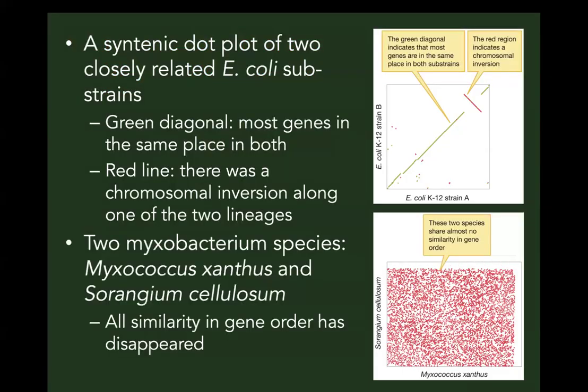All right, that's what we got here. So, in this one, you can see that for the first plot, most of the genes are in the same place in both, and in the red line, there's a chromosomal inversion along one of the two lineages, which is doing that. And then in this species, you find that all the similarity in gene order has disappeared altogether.